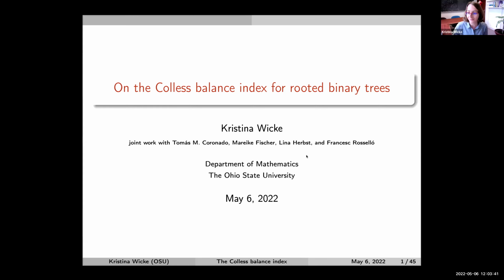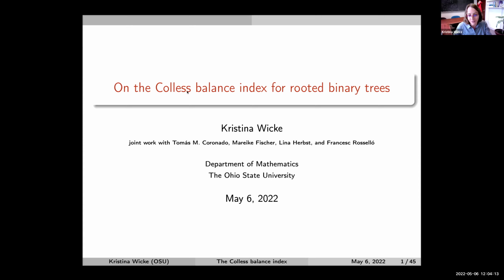So thanks a lot for the introduction and invitation to speak here. As Megan said, I'm currently a postdoc at Ohio State, and my research interest is mathematical phylogenetics. So I'm interested in developing theory for reconstructing and analyzing so-called phylogenetic trees and networks. One particular interest of mine is studying structural and combinatorial properties of phylogenetic trees and networks. And in particular, recently I've looked into the so-called balance of trees and networks.